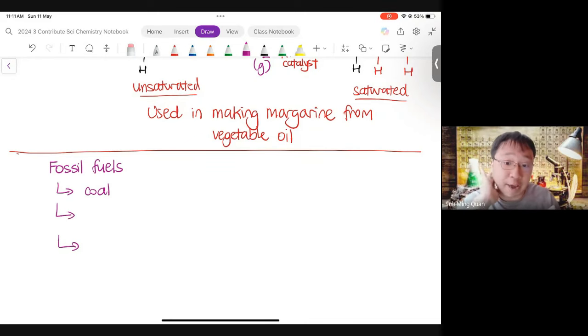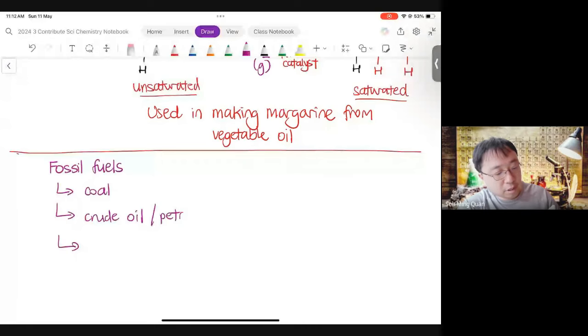But coal is not very, very environmentally friendly. It burns generally very dirtily. It produces a lot of carbon monoxide because it's incomplete combustion. So coal is not very good. And then we have crude oil, also known as petroleum. Crude oil, unlike coal, is a liquid. It's a mixture. It's a liquid mixture. So how do you separate crude oil? We separate crude oil using the technique called fractional distillation.